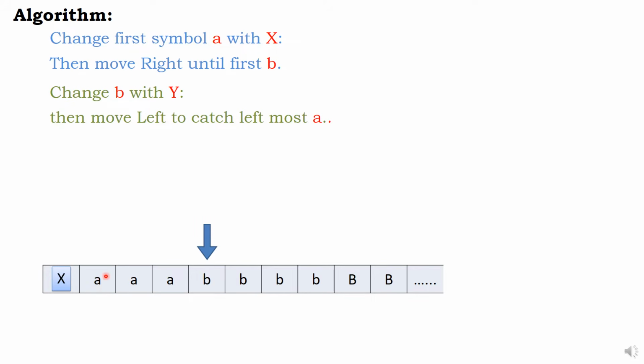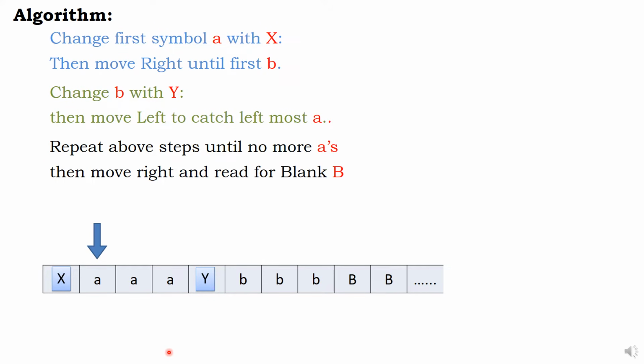Then how to catch this a is the important task that we will discuss later. Done. Again I should repeat. Replace by x, go right side. Replace by y, go left side, replace by x, go right side, replace by y, go left side. Like that I want to do. Repeat the above steps until no more a's and no more b's.